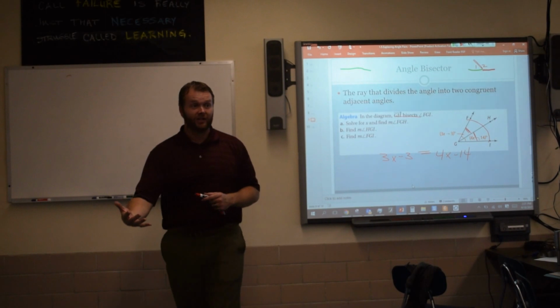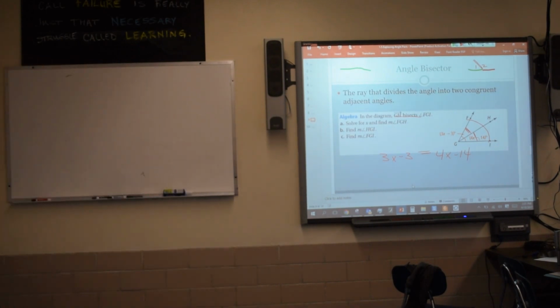And now you've got a relationship that you can solve that equation with. Solve for x, you can then find what those individual angle measurements were. Does that kind of make sense? All right. Angle bisectors do the exact same thing for us that midpoints do for segments. But angle bisectors do it for angles. Okay?